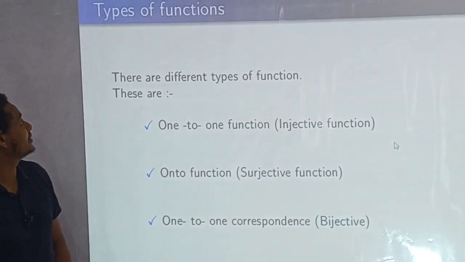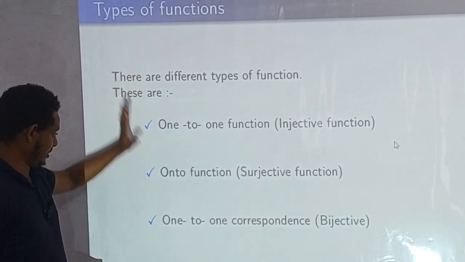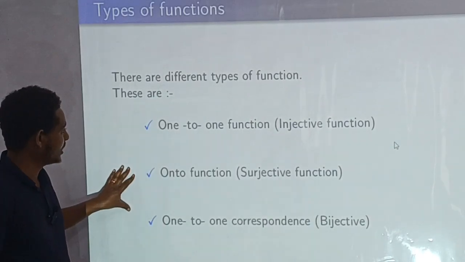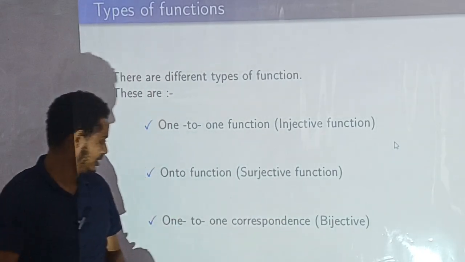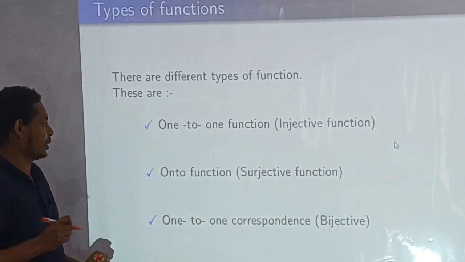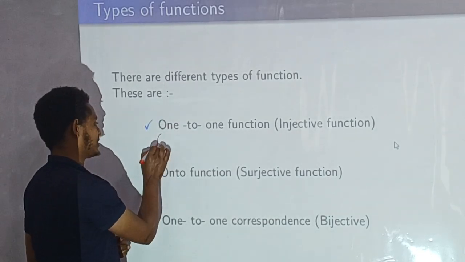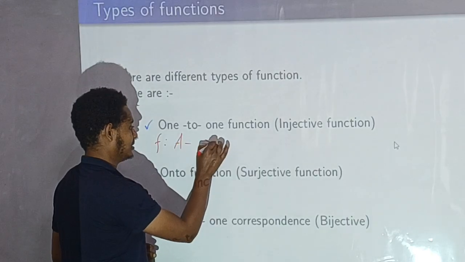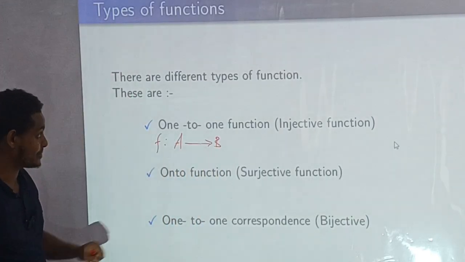This is about types of functions. Under this we'll see three basic types of function, which are injective, surjective, and bijective functions. When a function is one-to-one or injective, for every function f there is a map from A to B. Always, here we have to consider that the domain is A and the range is a subset of B.